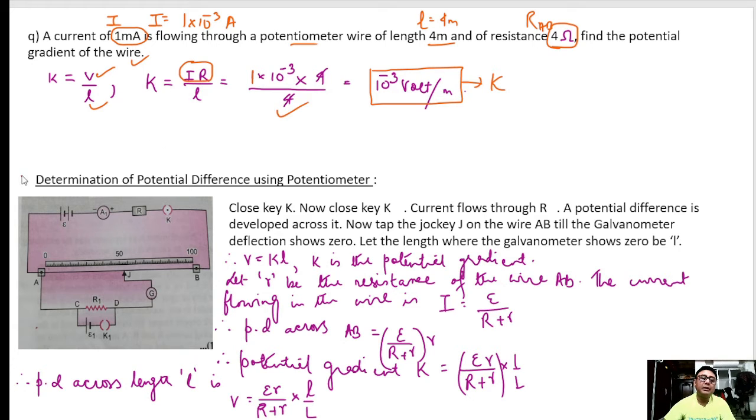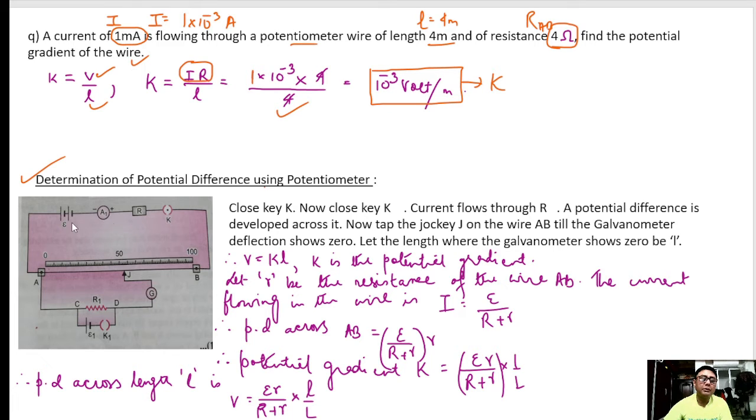Next, determination of potential difference using a potentiometer. As I told you, we can find out an unknown potential difference using a potentiometer. So let's see.